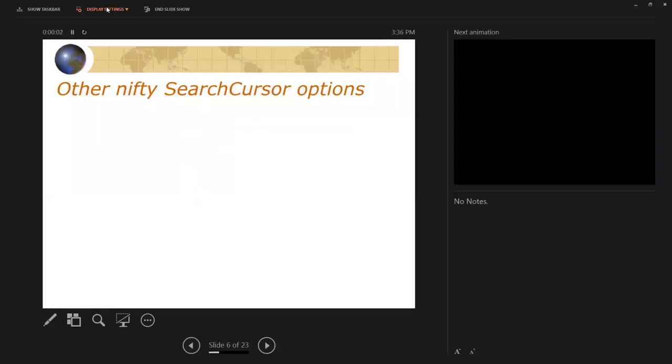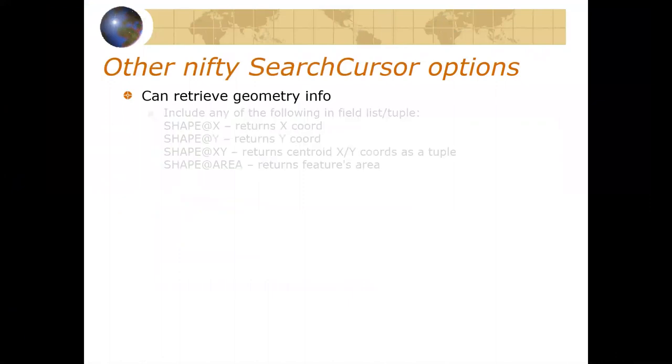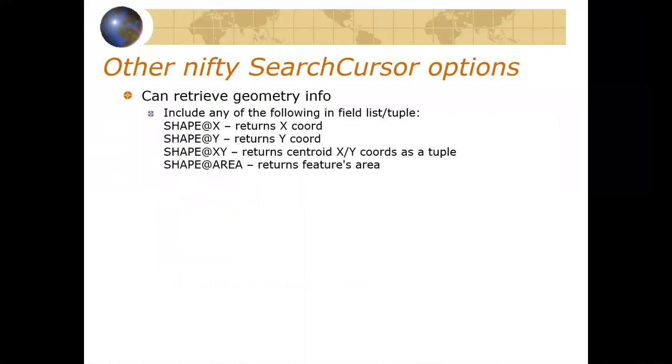So, other search cursor options. You can also get at the geometry information if you're dealing with a feature class. You do that by inserting what's referred to as a token, a geometry token, in that field list or tuple. For example, if you just wanted the X coordinate value, you would use the token SHAPE@X in all caps. You do the same for the Y coordinate. If you want them both, you would use SHAPE@XY. Or if you want the area, you could use SHAPE@AREA.